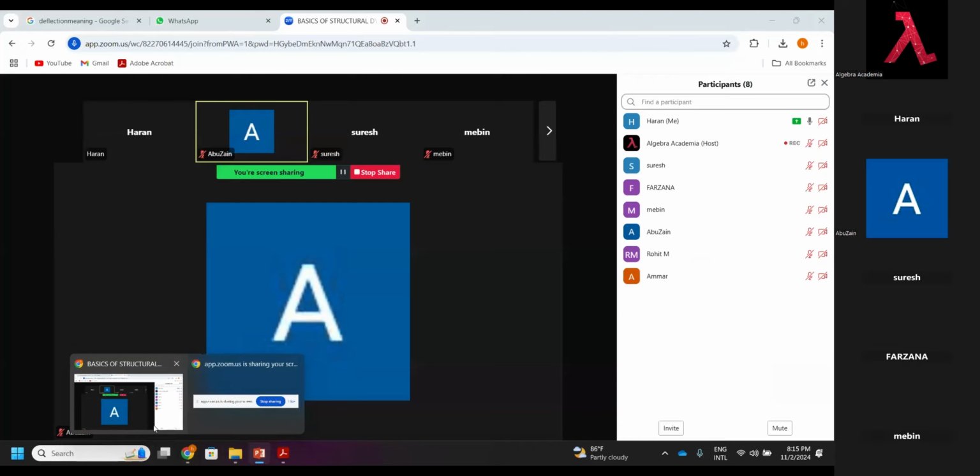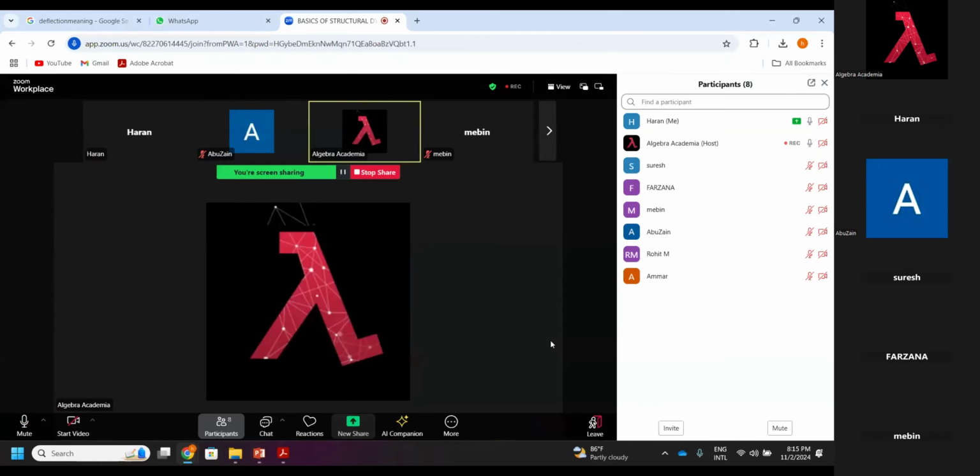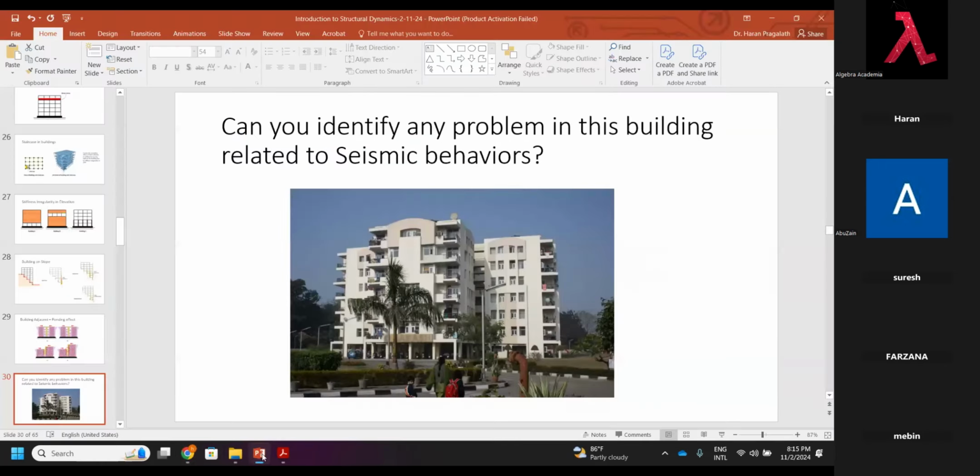We are with you, but the problem is your screen has gone. Could you please reconnect your screen? The PPT sharing has gone, yeah.